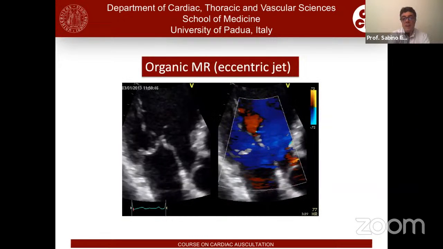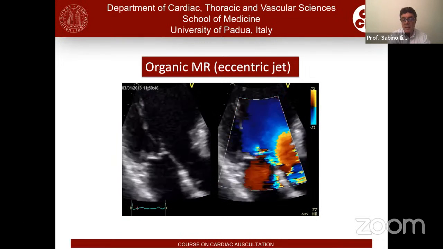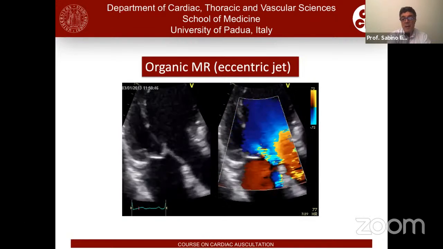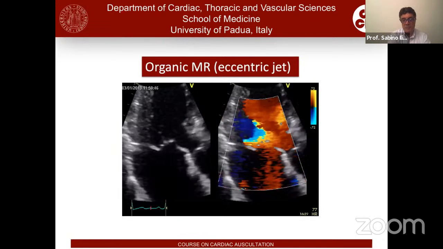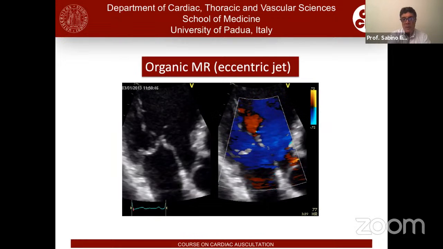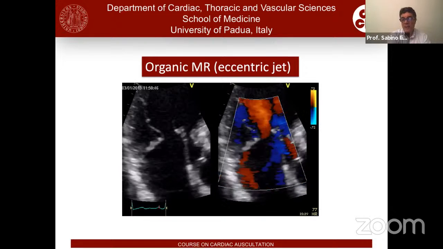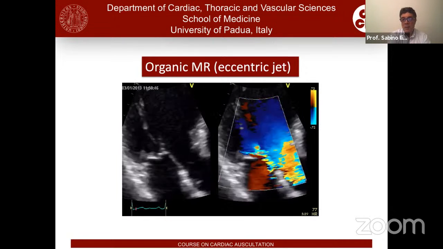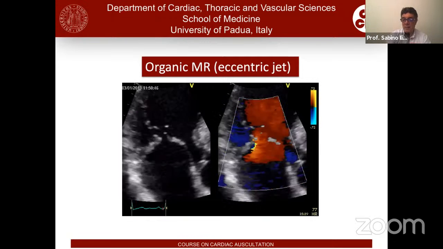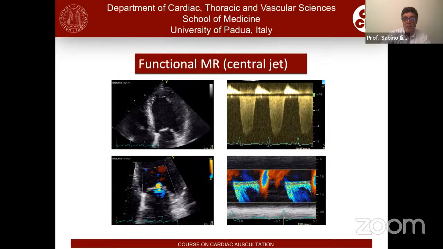Another aspect that must be kept in mind with mitral regurgitation is the irradiation of the murmur. Why the irradiation of the murmur? Because according to the direction of the jet, the murmur from the apex will be heard somewhere else. Let's return on this slide for a moment.